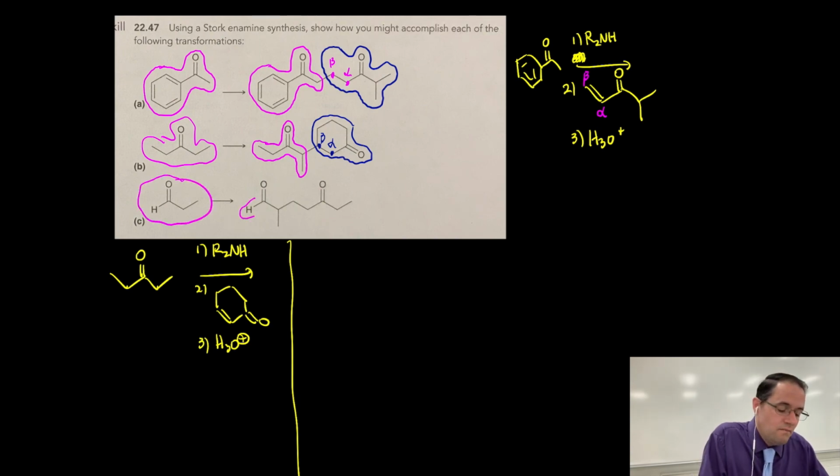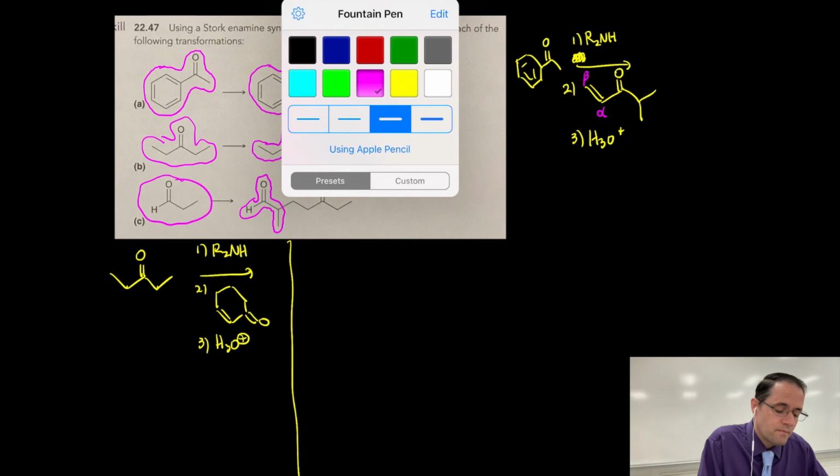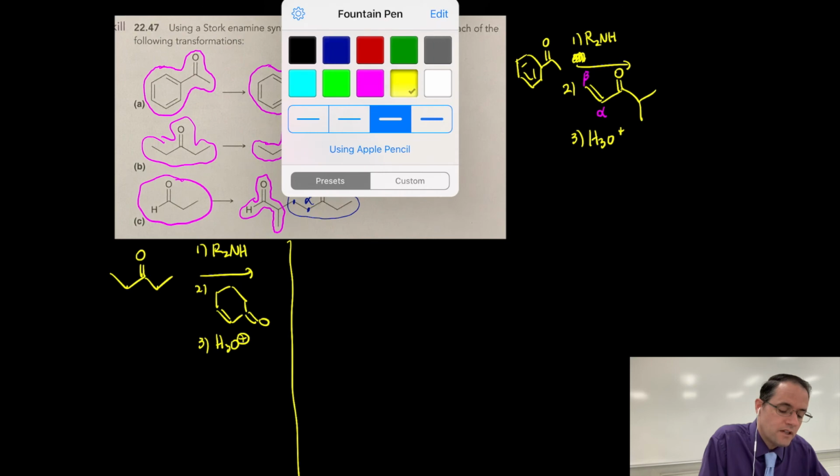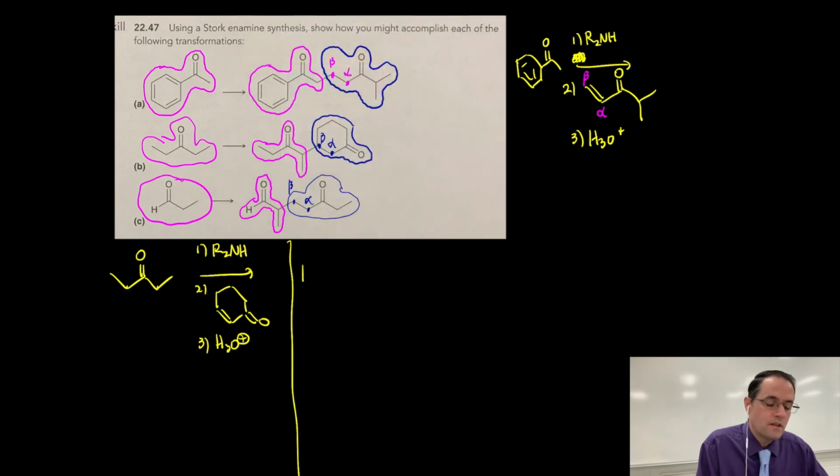Let's do C. So we've got a three-carbon fragment. Make sure you circle those three carbons. They zigzag down here, okay? And then we want to identify the other component, which we call the Michael acceptor, and identify the alpha and the beta carbons. So the alpha's on the right and the beta's on the left here as it's drawn. And so we want to now stitch this together. So we would start with our aldehyde, okay?